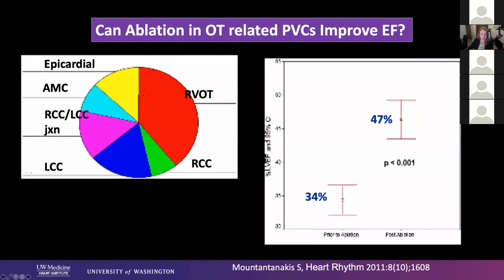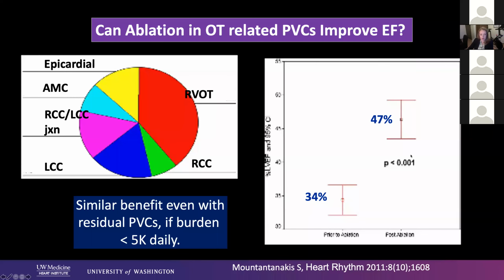RVOT still taking up the chunk of those patients, the cusps, including the right-left junction as a unique site, and the aortomitral continuity. And ejection fractions were improved from 34% pre to 47%. So I think that this is really a common theme, and that this should be a tool that's in our armamentarium and can have very important prognostic implications for patients.